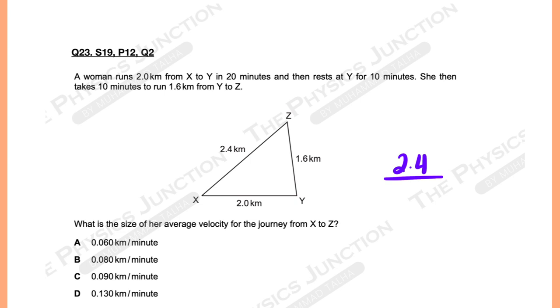So the total time is 20 and 10. And then the problem happens, do we take this or not? Because she was resting at Y. And the answer is we would take it because it's total time. We don't care about whether she was resting or not. All of the time goes into the denominator, and the answer turns out to be option A.